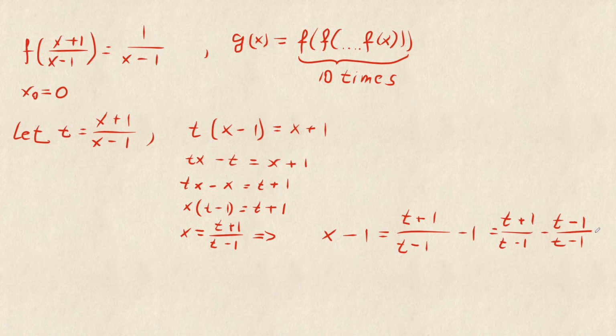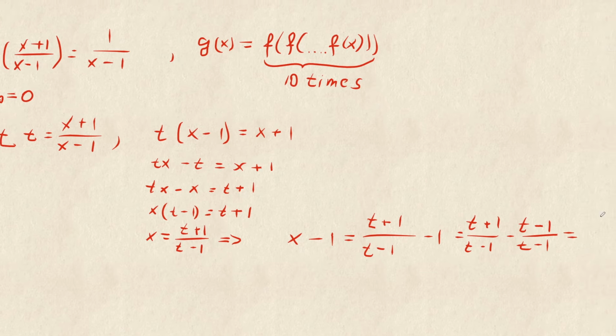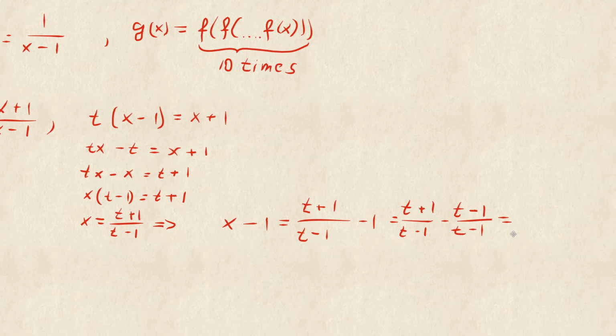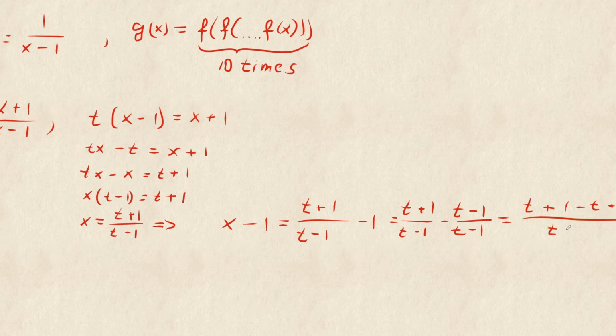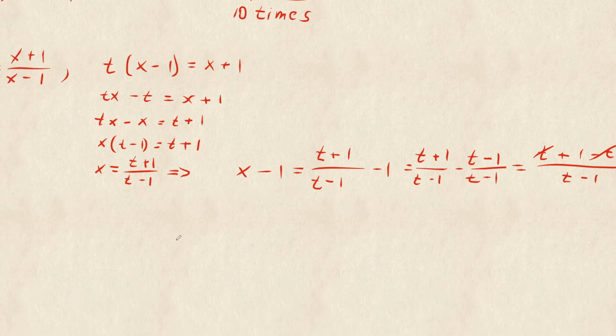Now let's subtract the two fractions. We have t plus 1 minus t plus 1 over t minus 1. T goes away. As a result, we have 2 divided by t minus 1. Now we can finally write down our function f of t that we were looking for. So why do we need this function f of t? This is our original function that we were looking for.